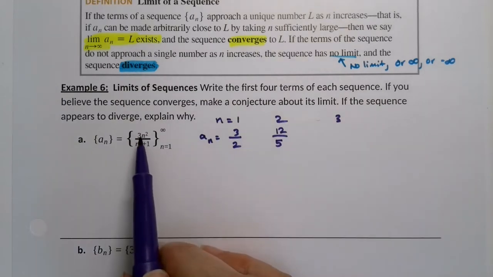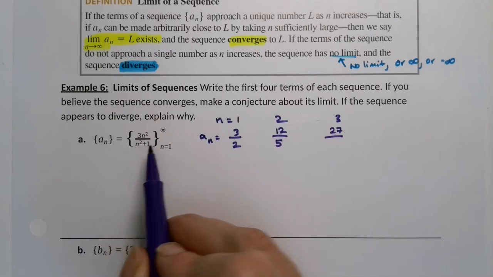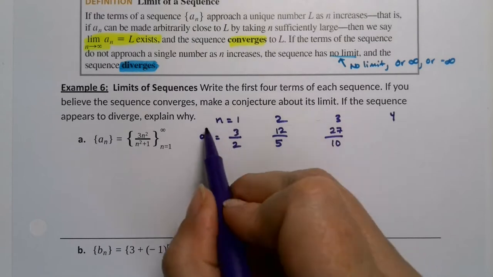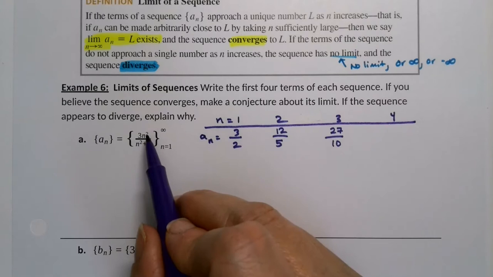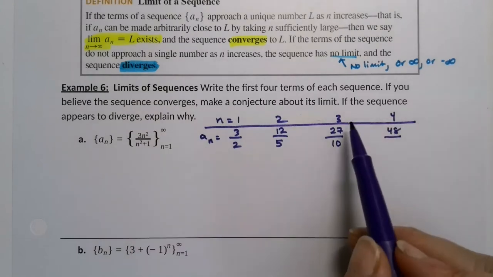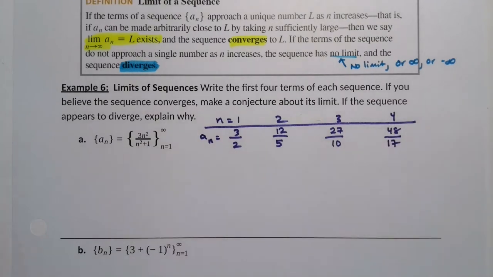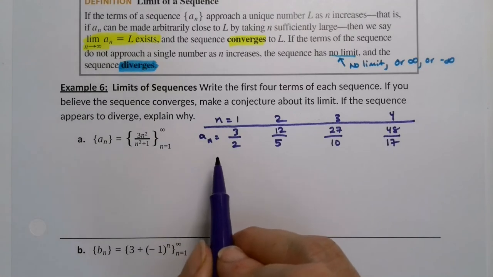For 3, 3 times 9, since 3 squared is 9, is 27, over 9 plus 1, which is 10. And 4 would get us 3 times 4 squared. That's 3 times 16, which is 48, over 4 squared is 16, 16 plus 1, so 17. Now, so far, it's a little hard to see because that's all fraction stuff. So why don't we look at it in decimals?